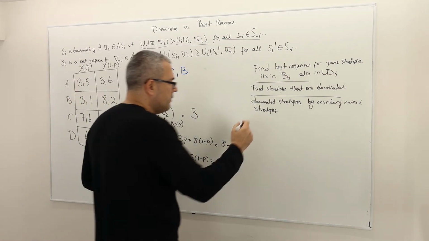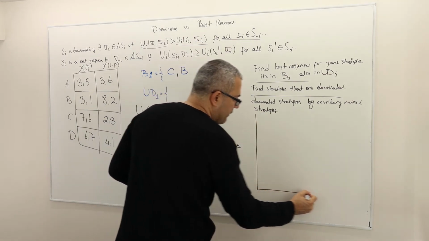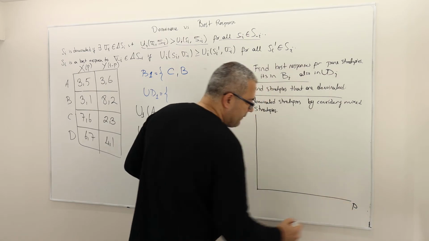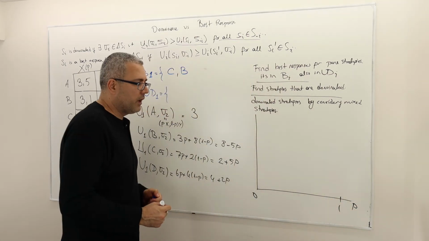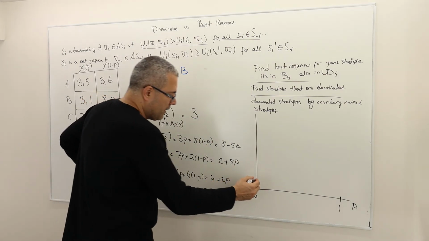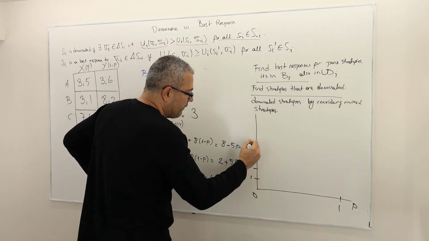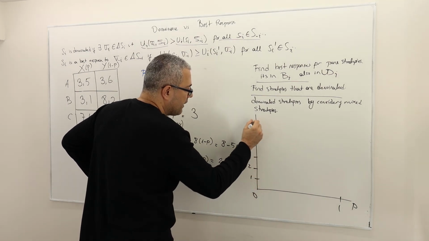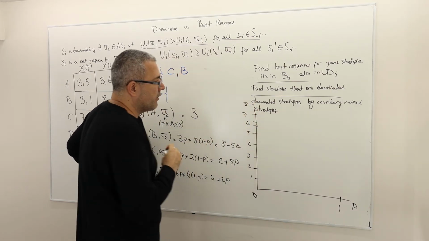So what I can do next is a sort of a graph. So let's call this P, right? P can be 0 at least and 1 at most, right? So here is the payoff scale. So 0, 1, 2, 3, 4, 5, 6, 7. Oops, I wish I had 8 here.